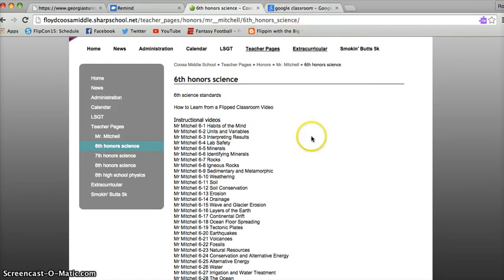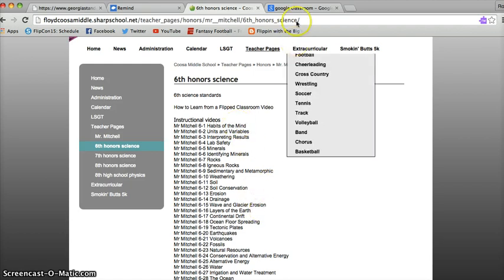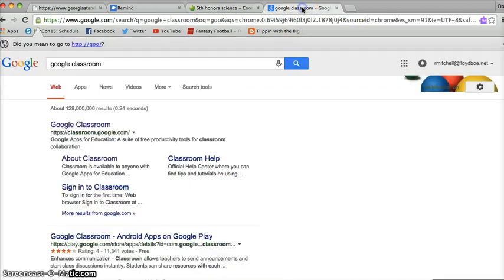Now, one thing I'm going to have students do while they're watching these videos is to fill out a note page while they're watching them. And this note page will be something that you can save for later on, and it's something that can keep them engaged while they're doing this. And it's going to be on something called Google Classroom.